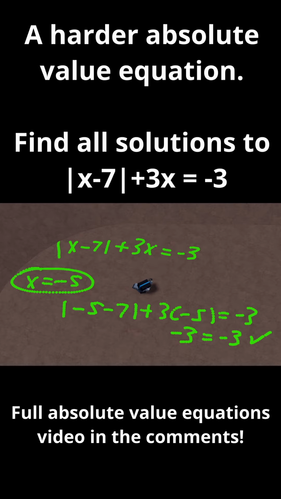So notice how we got two answers from this absolute value equation, but only one of them was true. So this is why it's important to check your answers at the end when solving absolute value equations.